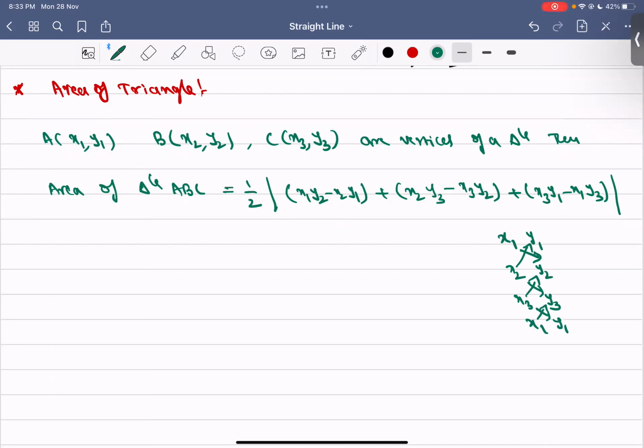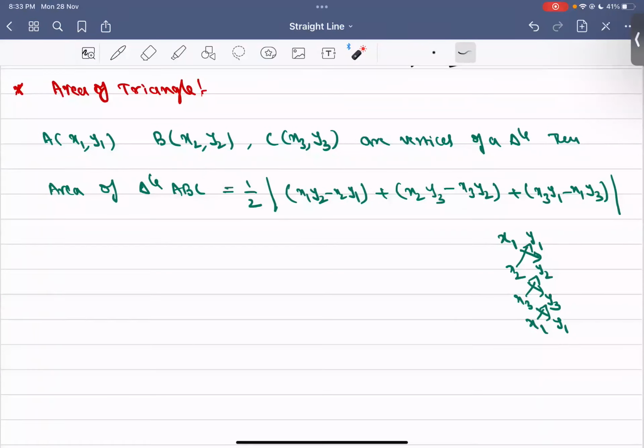Then 1/2 into x1 y2 minus x2 y1. This is the first bracket, plus x2 y3 minus x3 y2. This is the second bracket, plus x3 y1 minus x1 y2. This is the third one. So if you memorize this, you can write the direct formula: x1 y1, x2 y2, x3 y3, x1 y1 again. Like this, like this, like this, and like this. So clear?